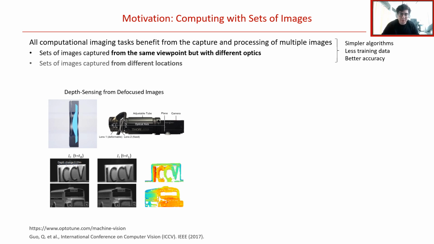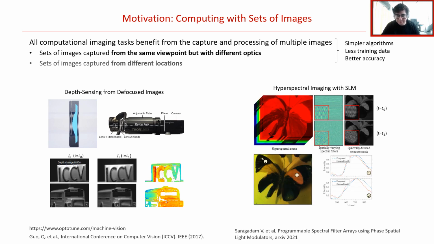As one additional example, this paradigm is also applied to hyperspectral imaging. Here, the dynamic optic is instead a spatial light modulator, and by changing this component, different spectral filters can be applied to the captured images. Using a set of measurements taken sequentially over time, one can again reconstruct the hyperspectral data cube for the static scene with less computation and better accuracy than if you're using a single image.